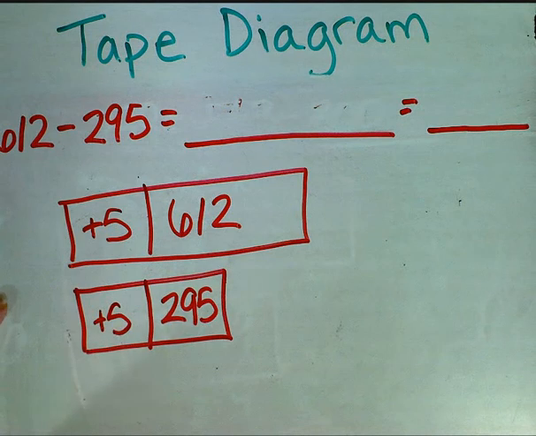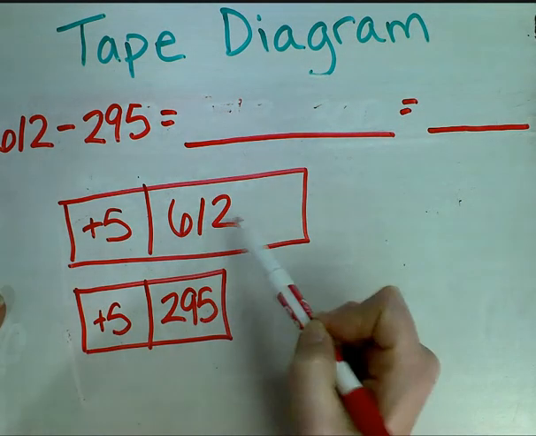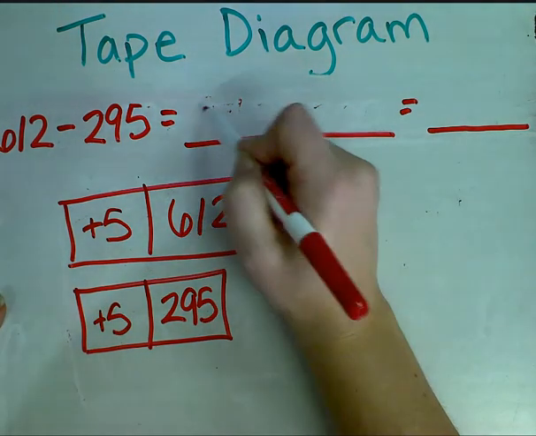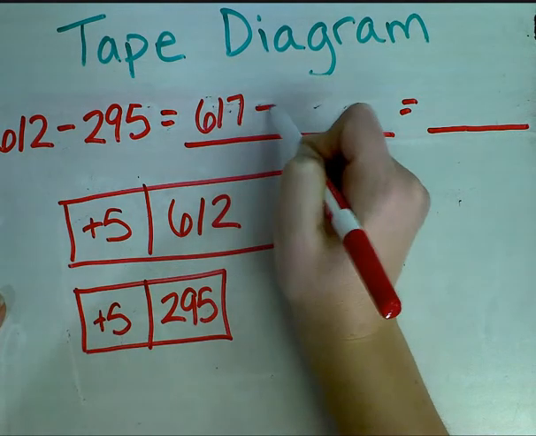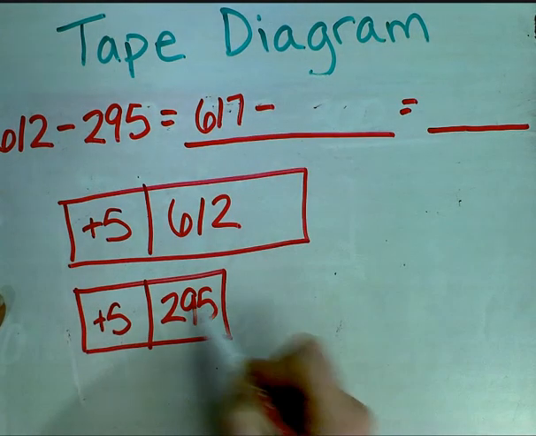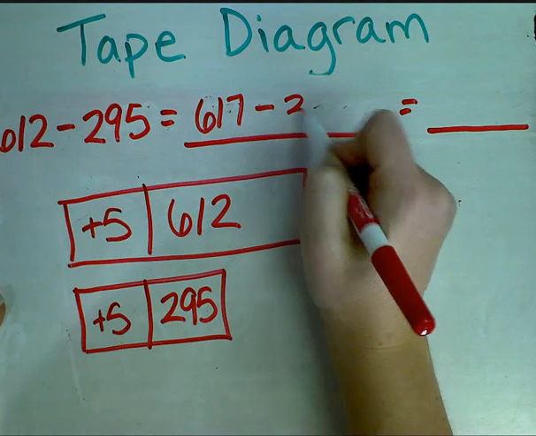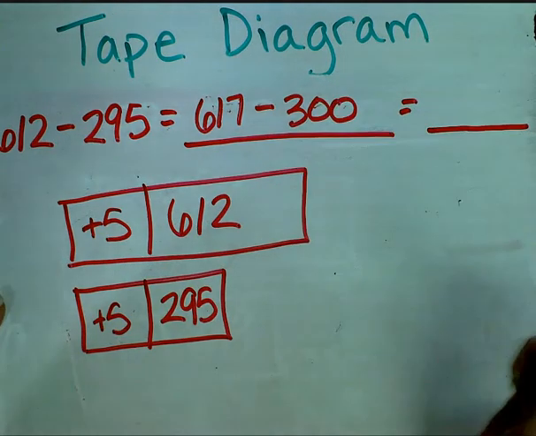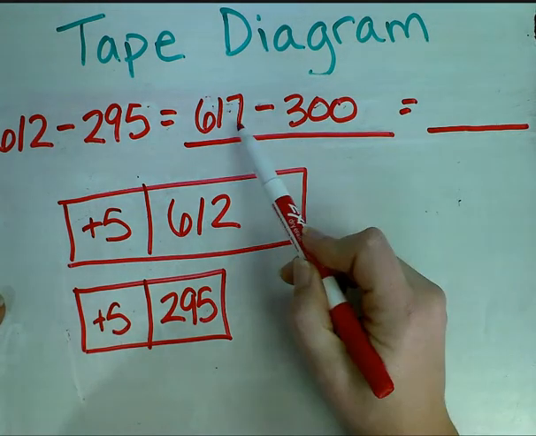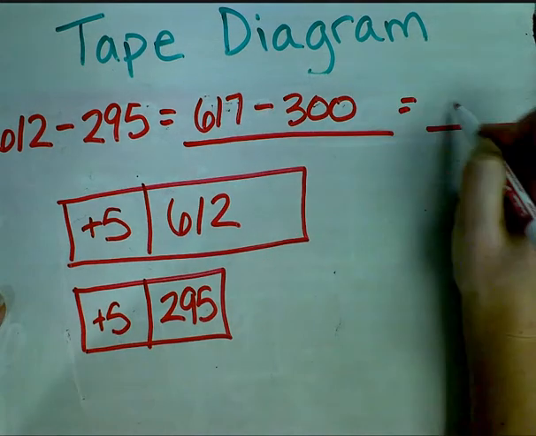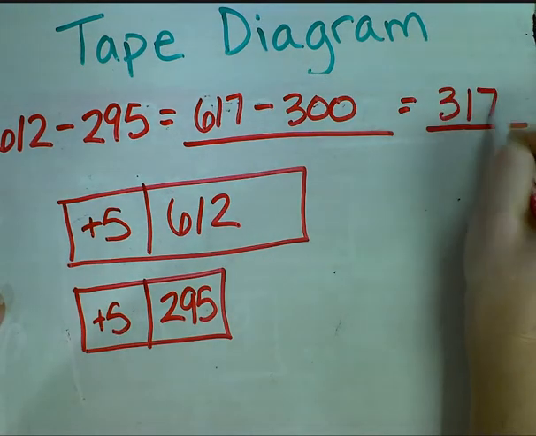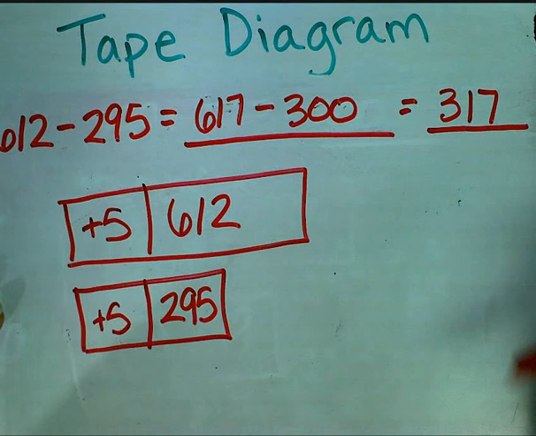So now I'm going to write my new equation. 612 plus 5 is 617. Take away 295 plus 5 is 300. This math is a little bit easier. 617 take away 300 is 317. Let me show you one more example.